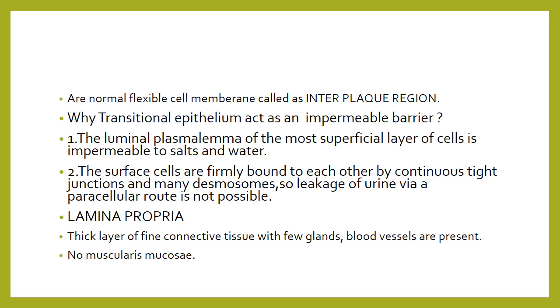Then the other point is that the surface cells, that is, the dome-shaped cells, are firmly bound to each other by continuous tight junctions and many desmosomes. So there is no chance of leakage of urine via the paracellular route. So these two reasons are actually making the transitional epithelium act as an impermeable membrane.